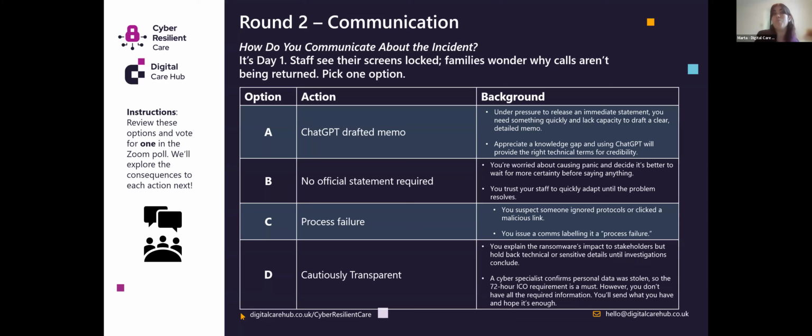Option C, process failure. So you suspect someone ignored protocols or clicked a malicious link. So you issue a comms labeling it as process failure. So you basically blame the staff. Option D, you're cautiously transparent. So you explain the ransomware impact to stakeholders, but hold back on the technical and sensitive details until you know more and the investigation is concluded. A cyber specialist confirms personal data was stolen, so the 72 hours ICO requirement is a must. However, you don't have all the required information, so you share what you have and hope it's enough.